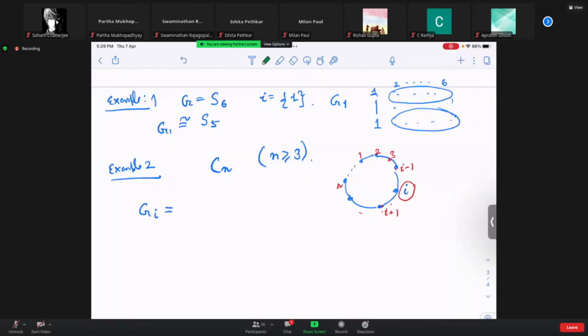So if you swap these two things, there could be a permutation that can exchange between i minus 1 and i plus 1. And then if you exchange, the other things will be fixed.